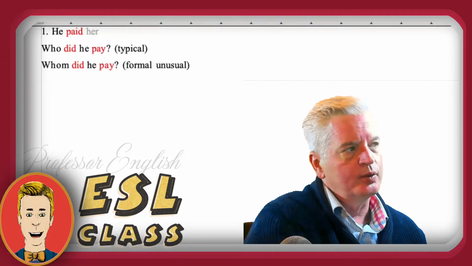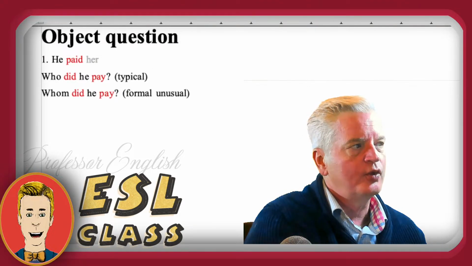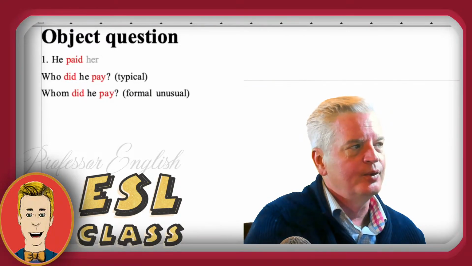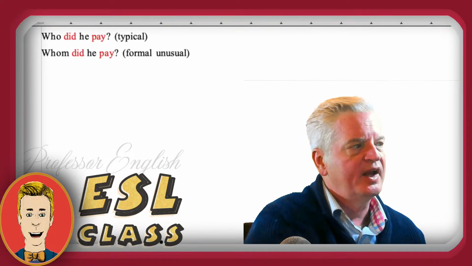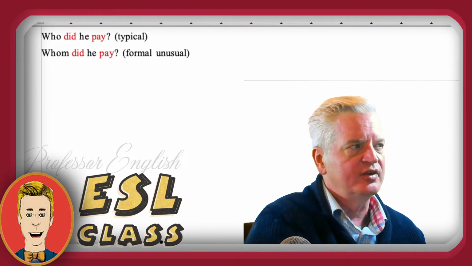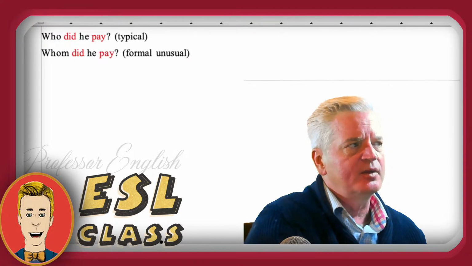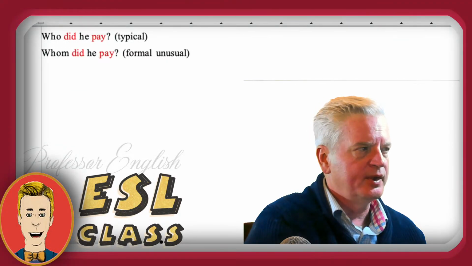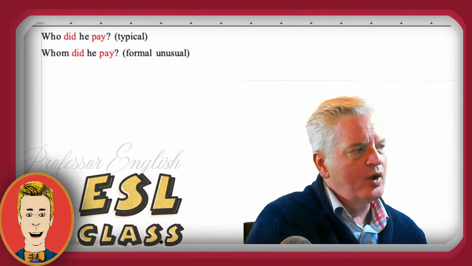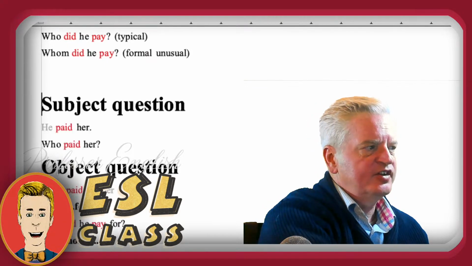If you wanted to use the word whom, which is the object form of who, that's pretty easy. You just say whom instead of who. Whom did he pay? But the word whom isn't used very much in conversational English. It's used more in formal writing. You will sometimes meet people using the word whom in spoken English, but 95% of the time, you probably won't hear it. Okay, so that's how you make a who object question.